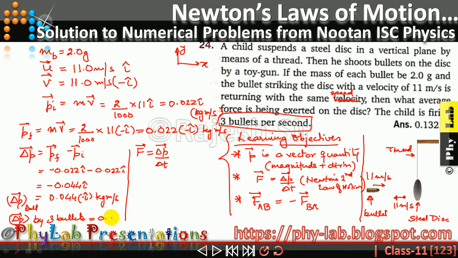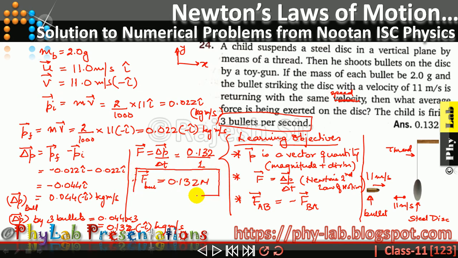So this will be 0.044 into 3, and that happens to be 0.132 kg meter per second in minus i cap direction, isn't it? Because in 1 second you are firing 3 bullets. So the force exerted by these 3 bullets in 1 second will be 0.132 divided by 1 second, because the time interval in which these 3 bullets were fired is 1 second. So the force exerted by the bullet will be 0.132 Newton. Is that clear? So please take care about this fact.